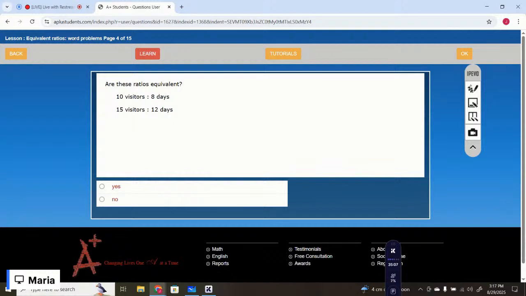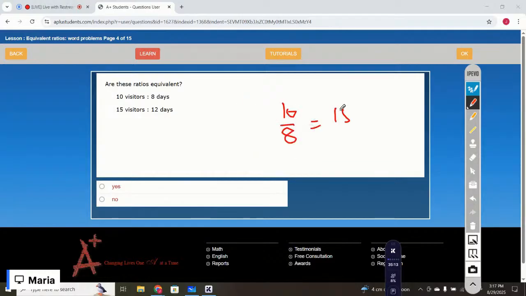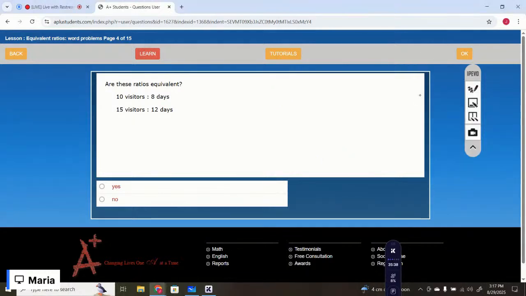10 visitors, 8 days, 15 visitors, 12 days. 10 to 8 and 15 to 12. 10 times 12 is 120 and 15 times 8 is 120. So both sides are exactly equal. So yes, the ratios are equivalent.